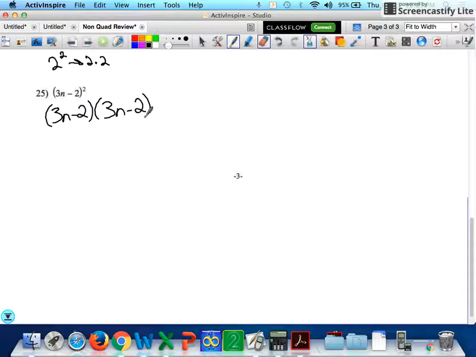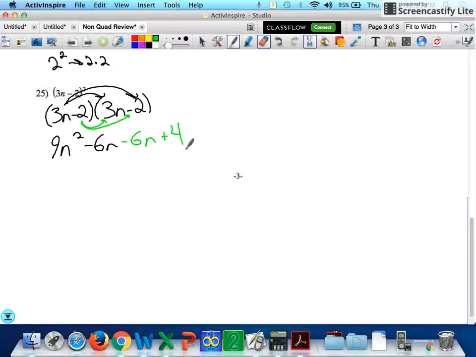And once you lay it out like that, you guys are ready to rock and roll on it because it's just multiplication, just distribution, or the window. I'll do this one with distribution. I'm a little bit quicker with it. 3n times 3n is 9n squared. 3n times negative 2 is negative 6n. Negative 2 times 3n is another negative 6n. And negative 2 times negative 2 is positive 4.